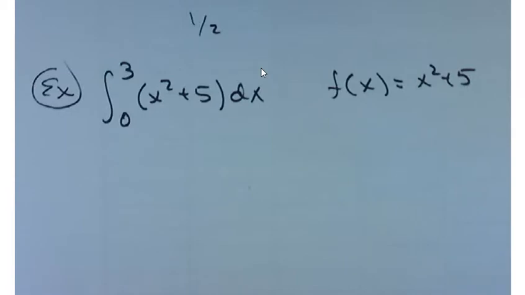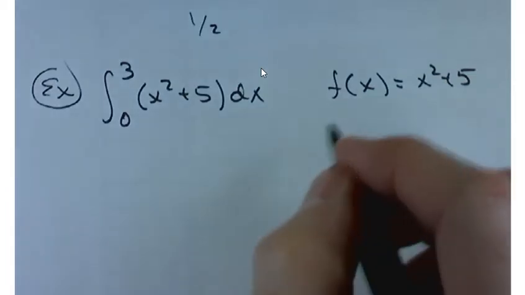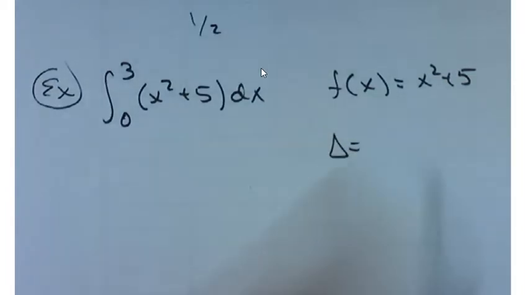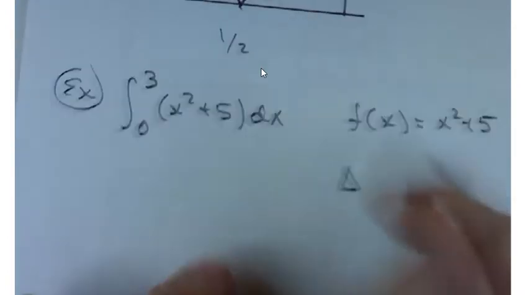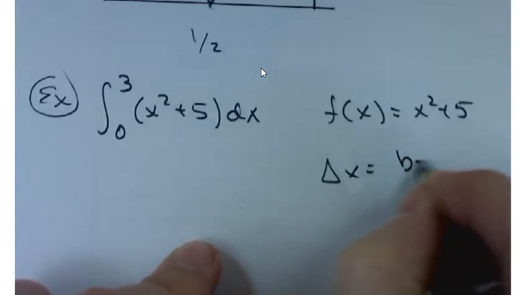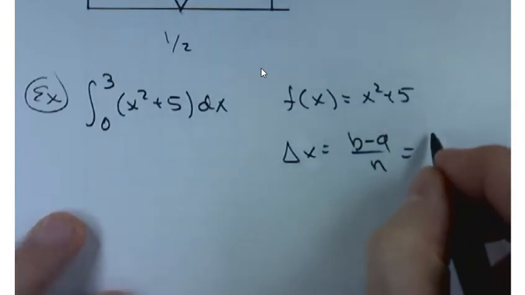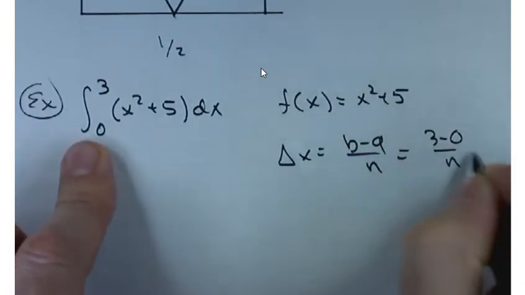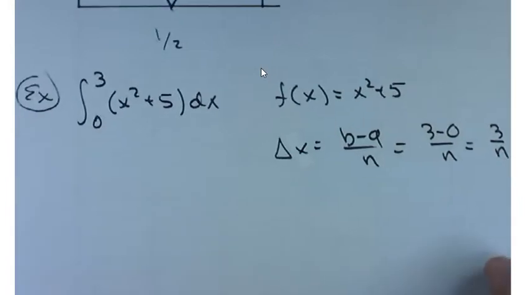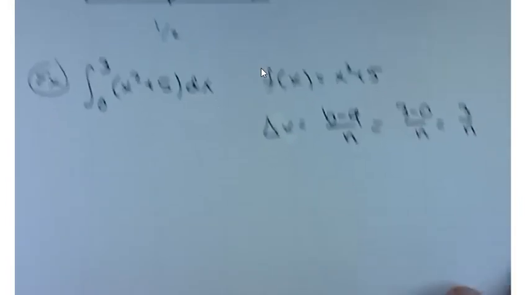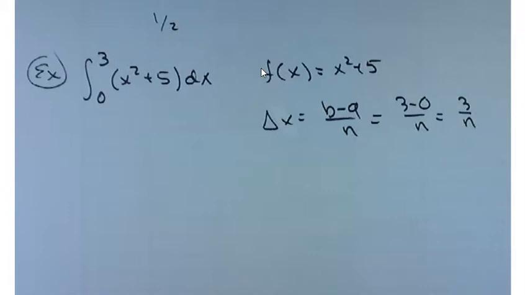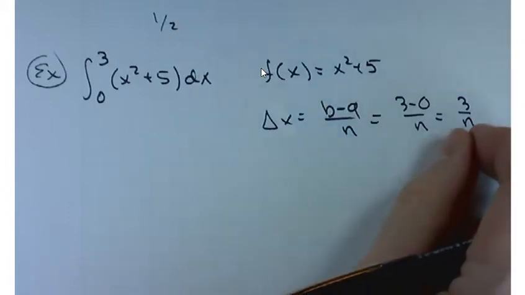Let's keep that in mind. And now we need to calculate a couple things. We need to calculate, first of all, delta x. Delta x is going to be b minus a over n, which for us is 3 minus 0 over n, or just 3 over n. Okay, so that's the width of our rectangles.